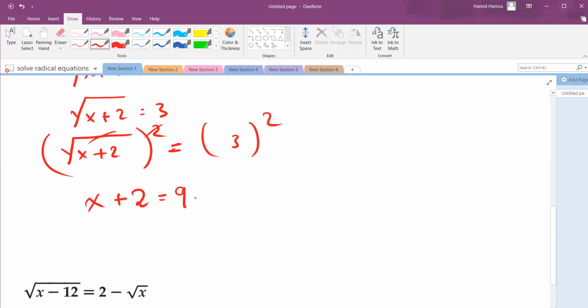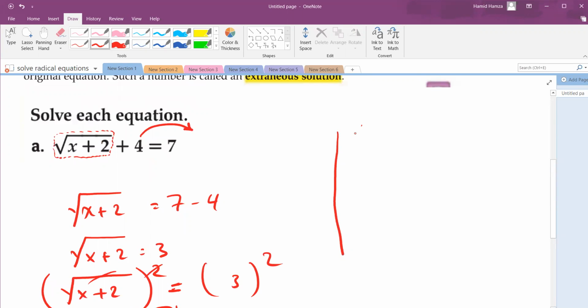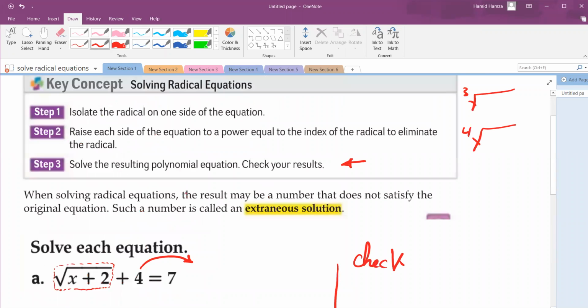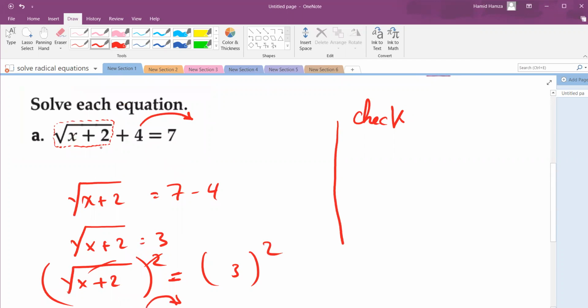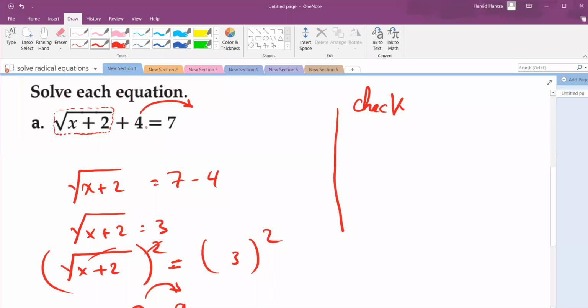Then solve the equation. We'll take 2 to the other side. So x equals 7. It is not finished, guys. After you finish, you must check your answer. Sometimes you will get an answer, but it will not satisfy the original equation. So we substitute x equals 7 in the original equation, in the left-hand side. If the answer equals the right-hand side, my solution is accepted. If not, it will be refused.